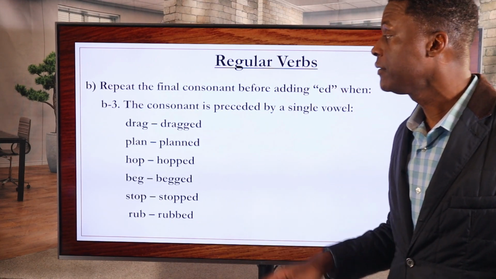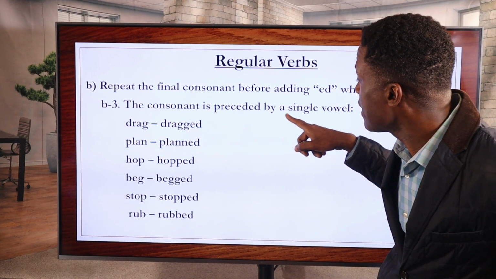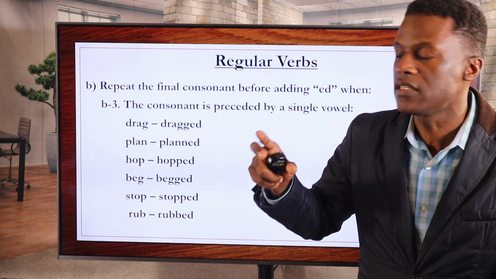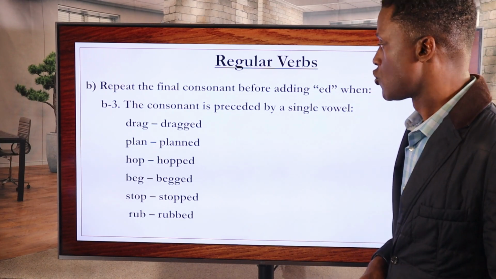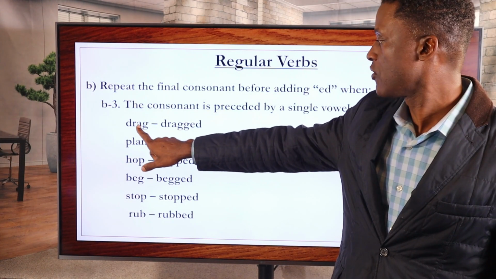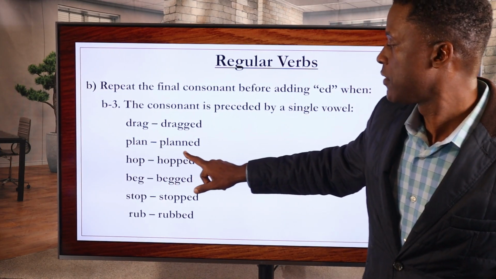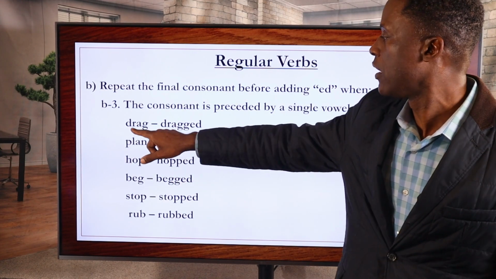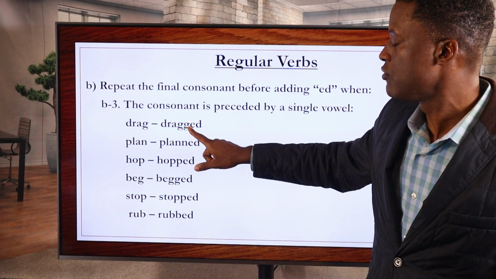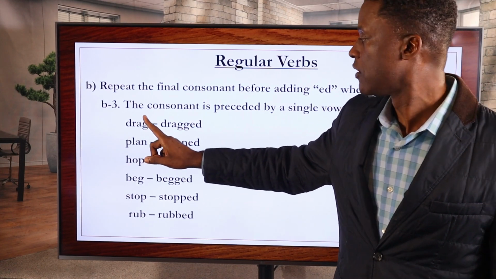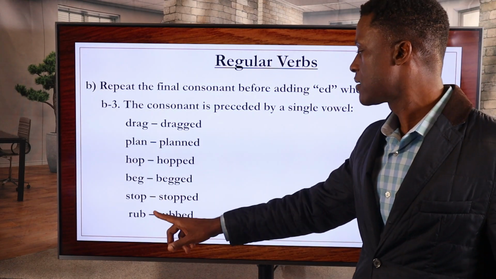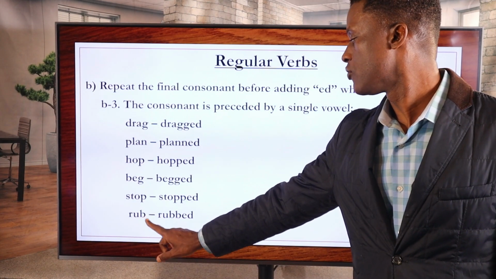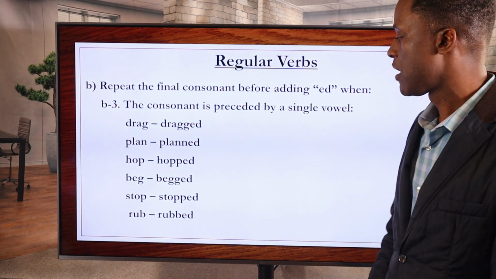Third, it's when the consonant is preceded by a single vowel. For example, again, dragged, that's a single vowel. Plan, planned. Hap, happed. I add two P's. Drag, dragged, I add two G's. A single vowel followed by the final consonant. Begged, stopped, robbed, same thing. Vowel, B, so I add two B's, ed, and move on.